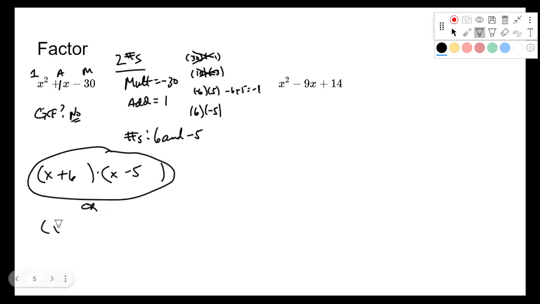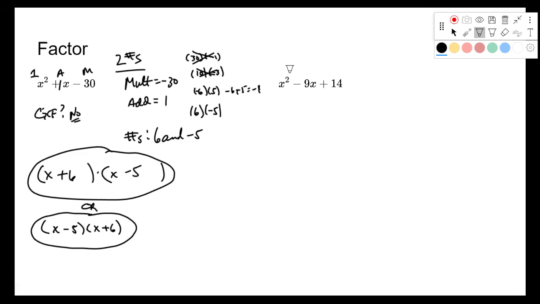Please note, of course, you could write this as x minus 5 times x plus 6. That's absolutely okay because you're multiplying, and it doesn't matter which order you multiply. Right? 3 times 5 is the same as 5 times 3. So either one of these is more than acceptable. They're both the correct answer.